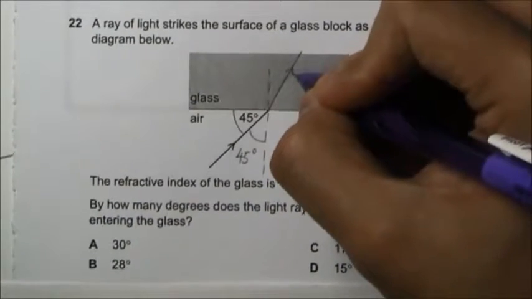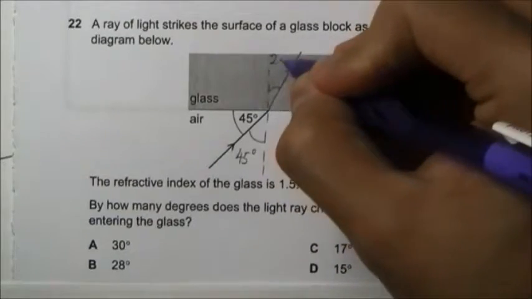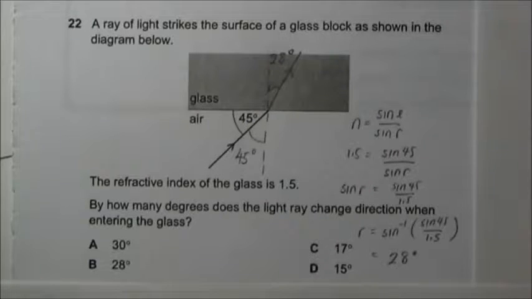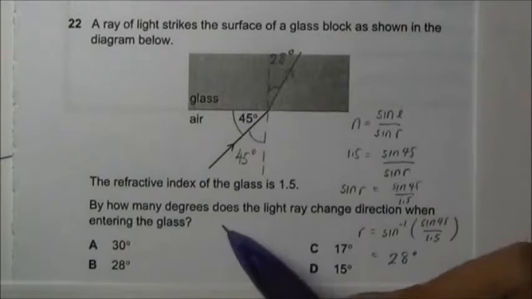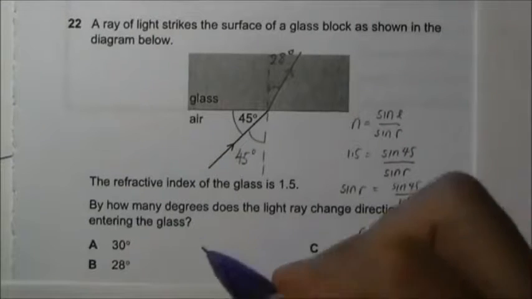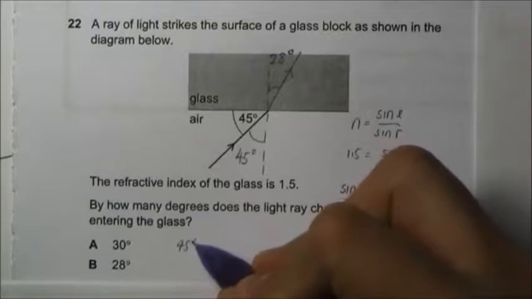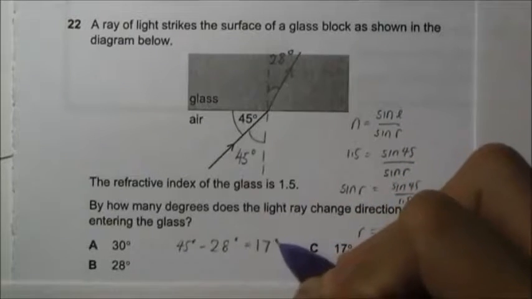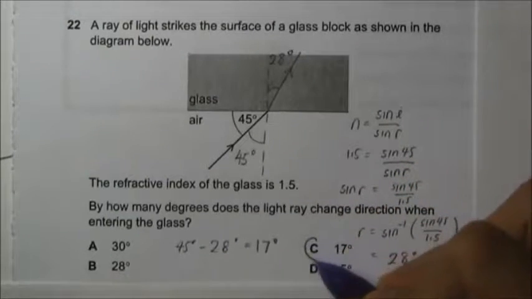Okay, so we can draw in the refracted ray. This will give us 28 degrees. However, the question is asking by how many degrees does the light ray change direction. So we have to take 45 degrees minus 28 degrees, that will give us 17 degrees. So the answer is C.